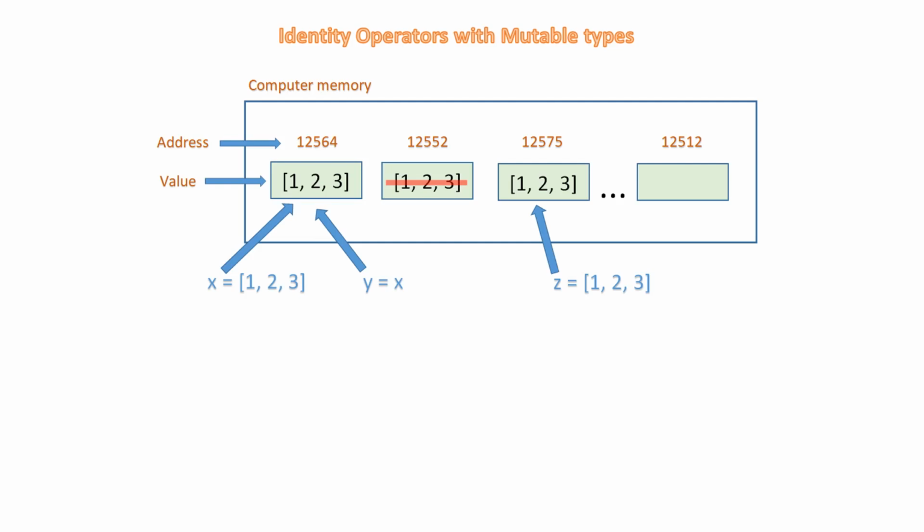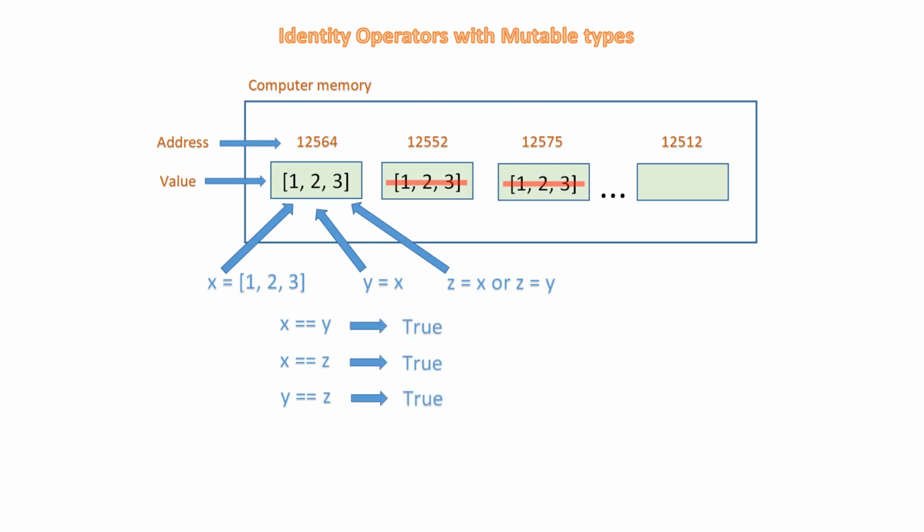Let's write the command either z = x or z = y. Now z references the same address referenced by x and y. In other words, x, y and z reference the same value. Let's compare the value of x, y and z using the comparison operator. x == y, x == z and y == z. The output of these commands will be true. Now when we use the identity operator, x is y, x is z and y is z, the output of all these commands will be true because x, y, z reference the same value.